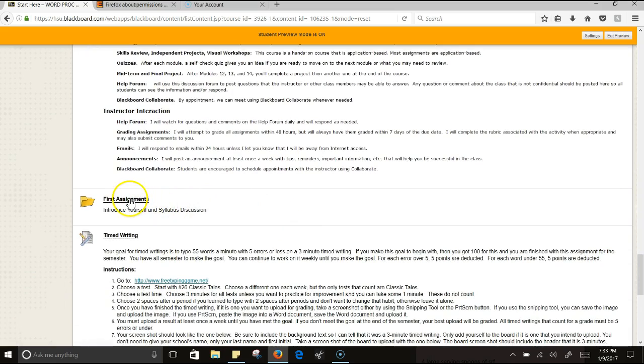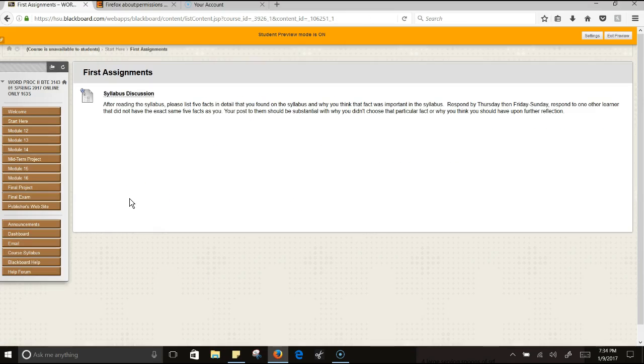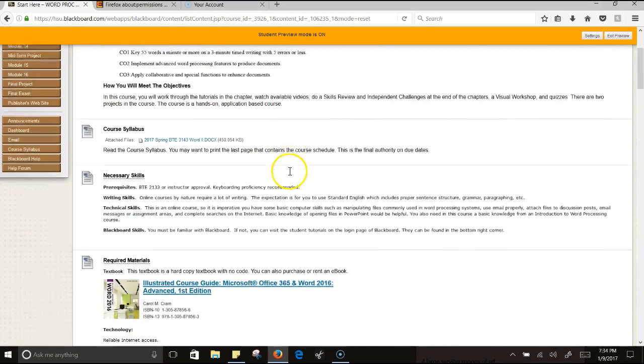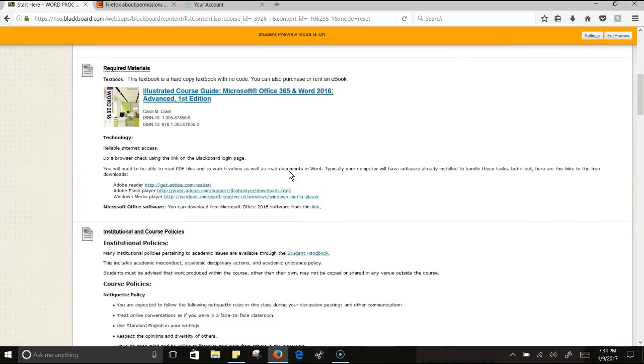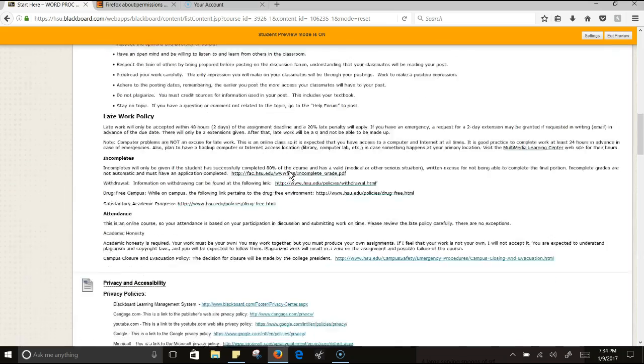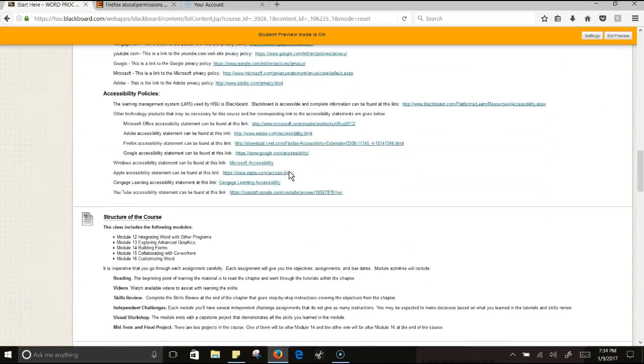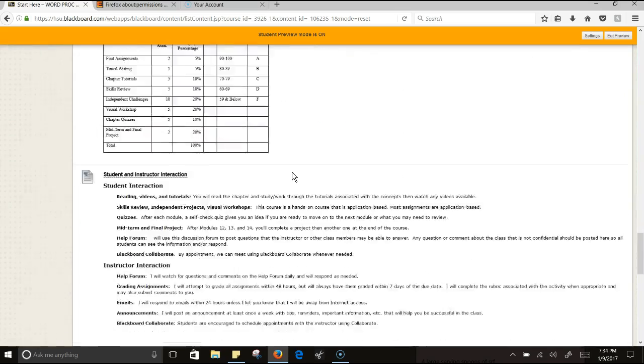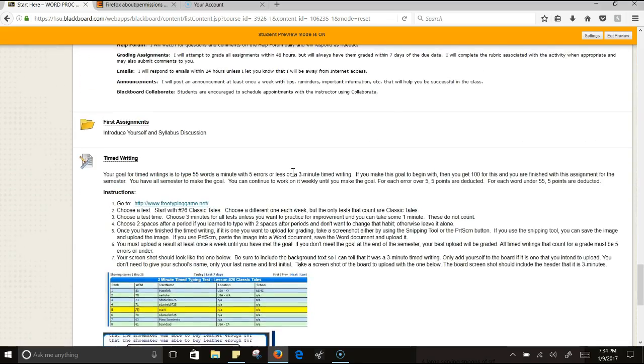And then you have your first assignments. One of those first assignments is to introduce yourself. So be sure that you do both of those assignments, introduce yourself, and there's a syllabus discussion. Very important that when you're doing discussions that you do those thoroughly. Follow the instructions. Don't just assume that they're minor, not that important, but do them thoroughly.